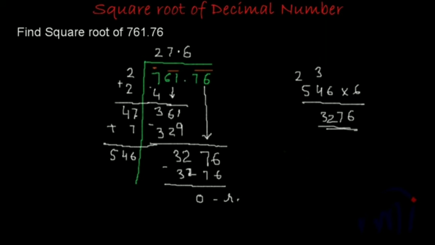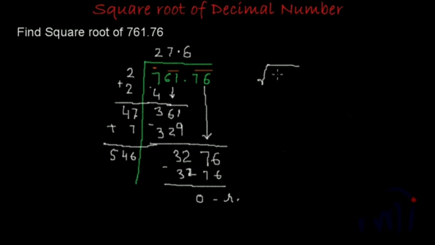That means the square root of 761.76 is 27.6. Right? So this is the result.